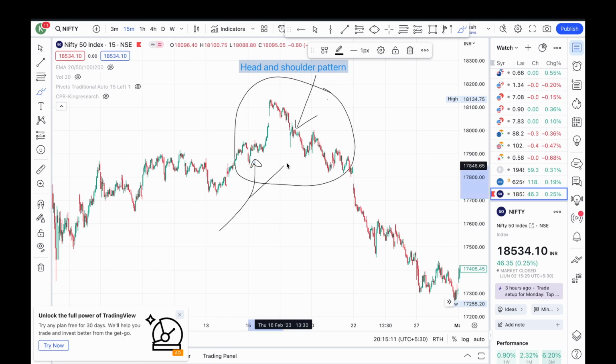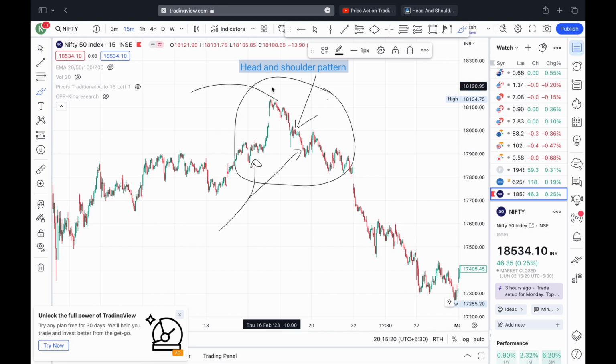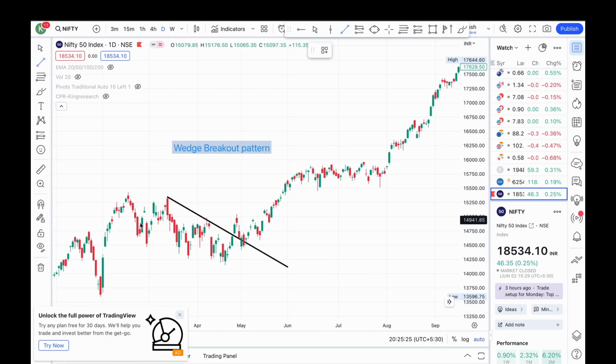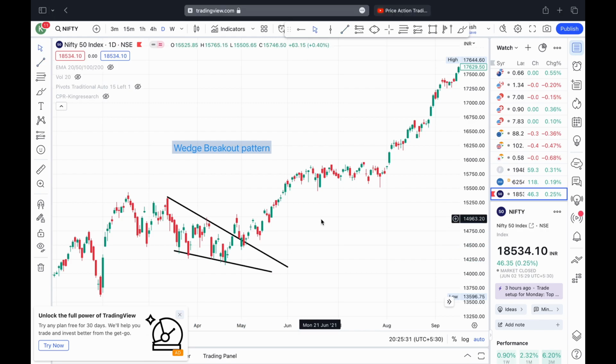Breakout patterns. Breakout patterns in a chart refer to a specific formation or configuration that occurs when the price of an asset breaks through a significant level of support or resistance. These patterns can provide insights into potential price movements and help traders identify trading opportunities.